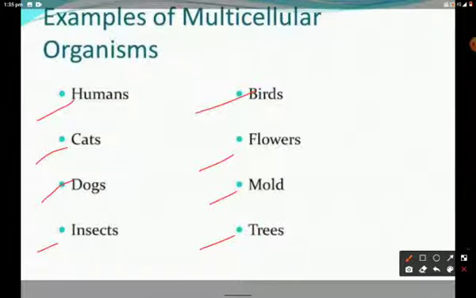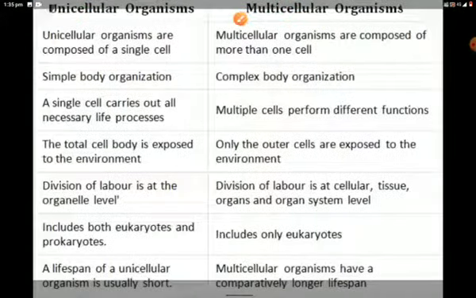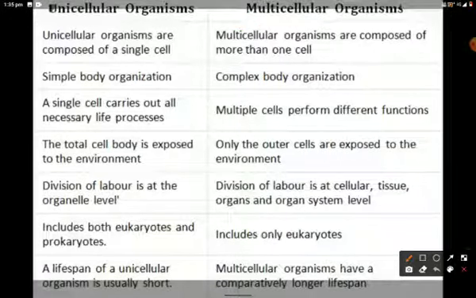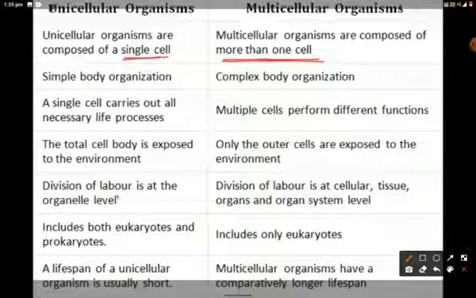Yes, see the differences between unicellular organisms as well as multicellular organisms. Unicellular organisms are composed of a single cell. We know that unicellular organisms are made by a single cell, one cell. Multicellular organisms are composed of more than one cell. Here you can see the difference. Unicellular organisms are made of one cell. Multicellular organisms are made of more than one cell.